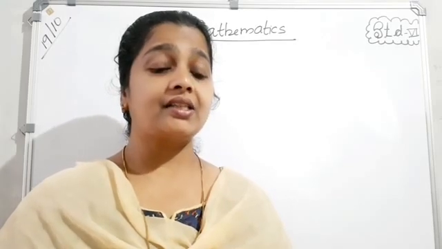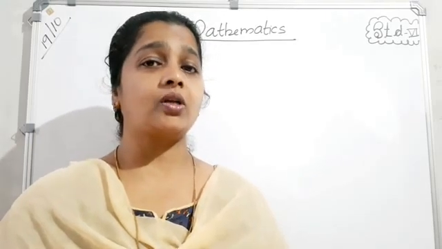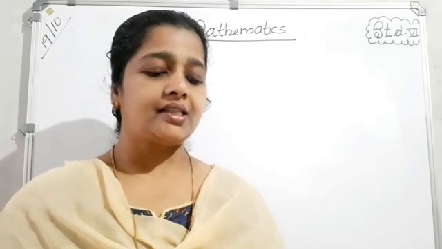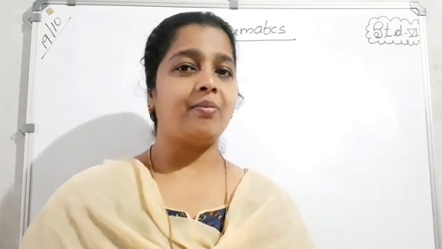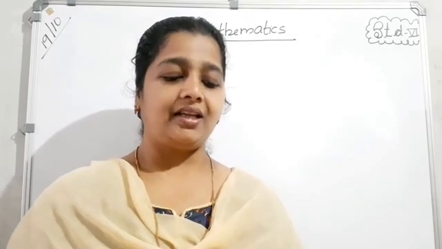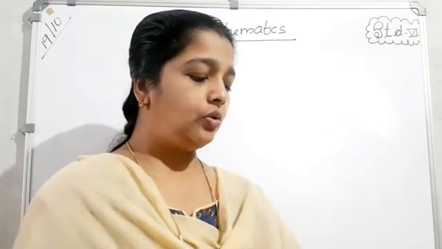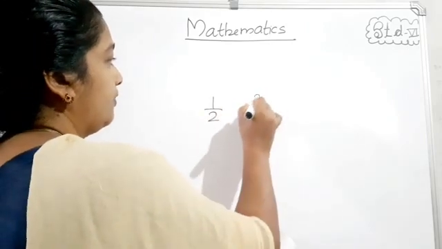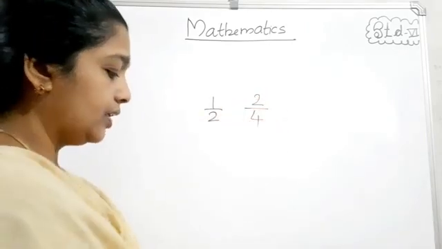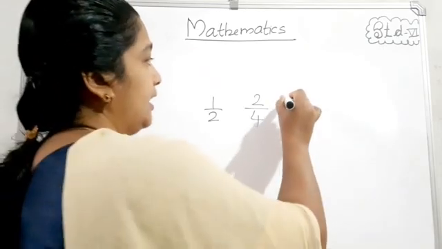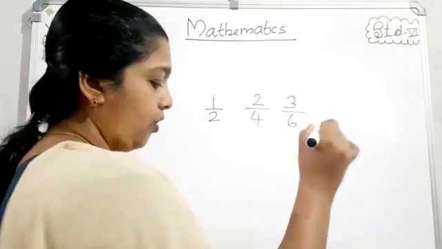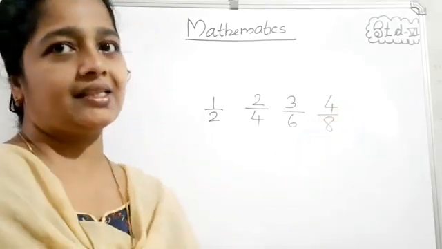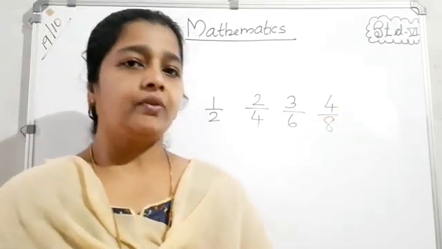Last day we studied this shaded portion and we already wrote that fraction. First one, say the answer. First figure, 1 by 2, isn't it? Yes. Second figure, 2 by 4. So first figure is 1 by 2, second figure is 2 by 4, third figure is 3 by 6, and fourth figure is 4 by 8, isn't it? Yes. So listen.